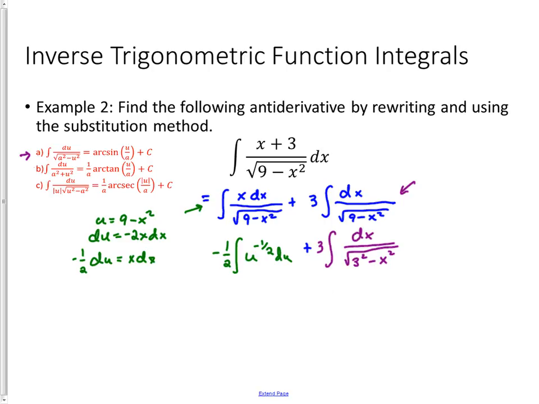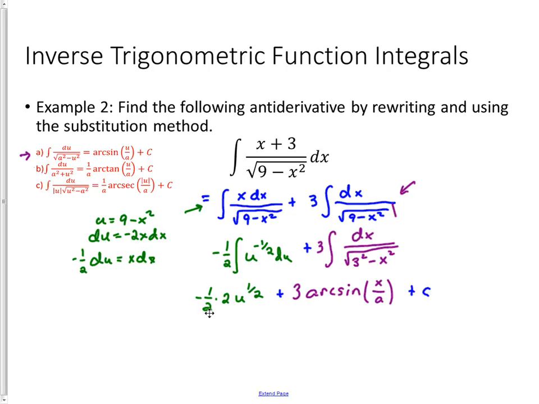And what's going to happen? Well, on the left, when we take the antiderivative of negative 1/2 u to the negative 1/2 du, we're going to get negative 1/2 times 1 over negative 1/2 plus 1, which is 2, u to the positive 1/2. For our second part, of course, we're going to get 3 times the antiderivative, which is going to be arc sine of u over a. Well, in this case, that's x over a. And then, of course, our constant of integration plus c.